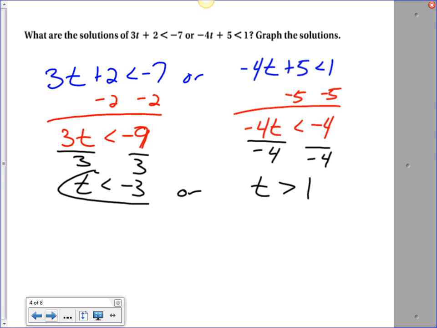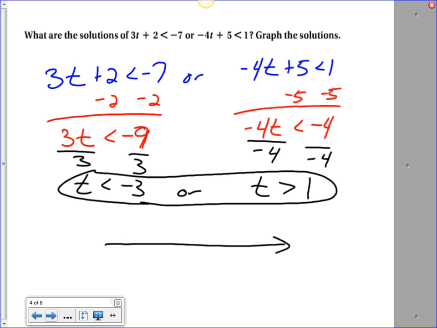So your entire solution would be this last part here, where t is less than negative 3, or t is greater than 1. So what does that look like on a number line? Well, we could put a negative 3 here, a 1 over here, and we'd have open circles at both of them. But at the negative 3, it says less than negative 3, so we're going to the left. It says greater than 1, so we're going to be going to the right.